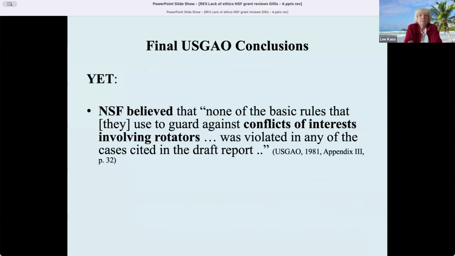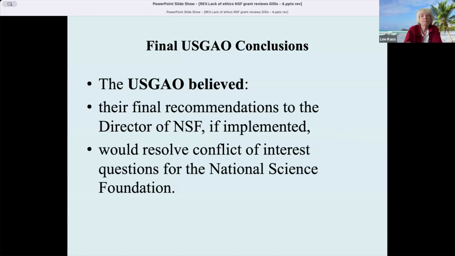The final conclusion, I say: yet the National Science Foundation believed that none of the basic rules that they used to guard against conflicts of interest involving rotators was violated in any of the cases cited in the draft report. That's in Appendix 3. So NSF is still denying that they did anything wrong.